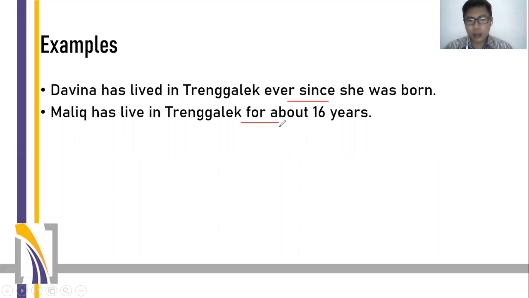That's all. Oh, I'm sorry. This is not has lived. This is supposed to be has lived. I'm sorry. There we go. So if I make a line between all of them, you could also just say it like this: Davina has lived in Trenggalek and Malik has lived in Trenggalek. So it's just the same.